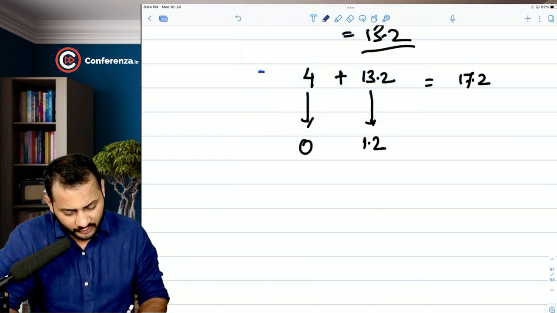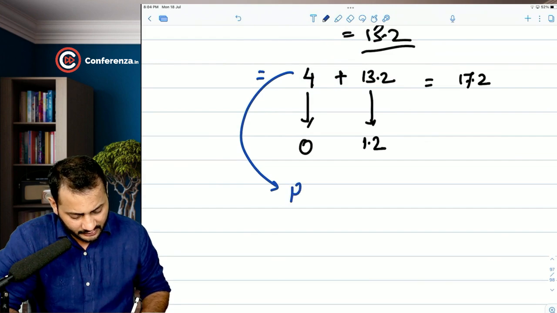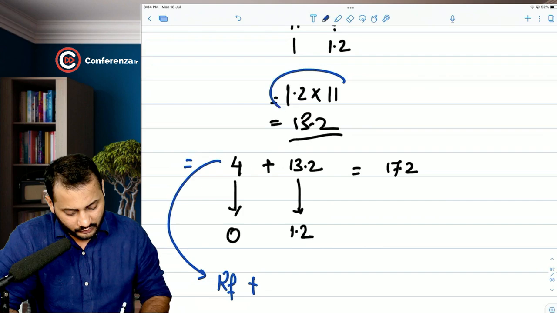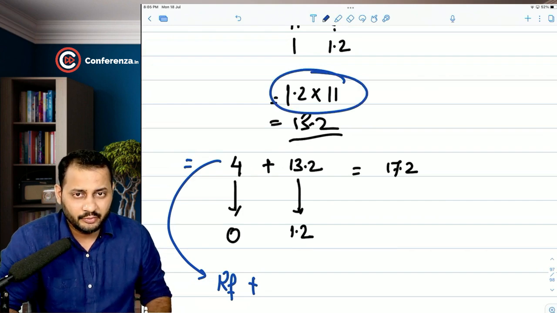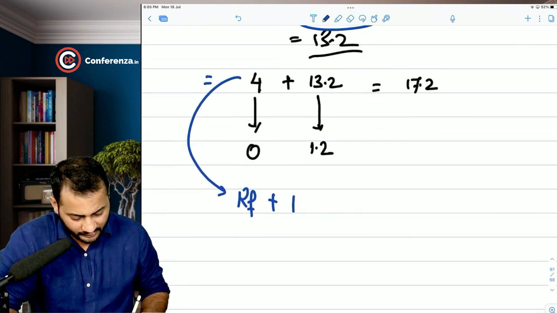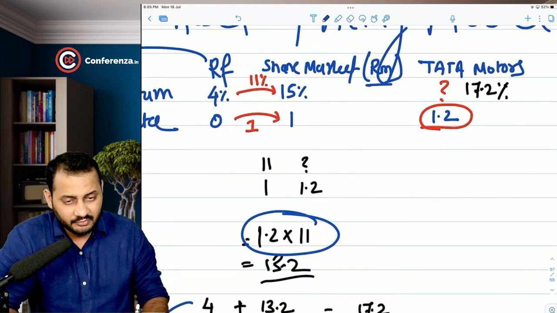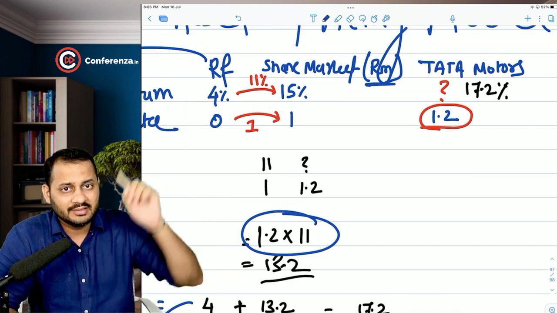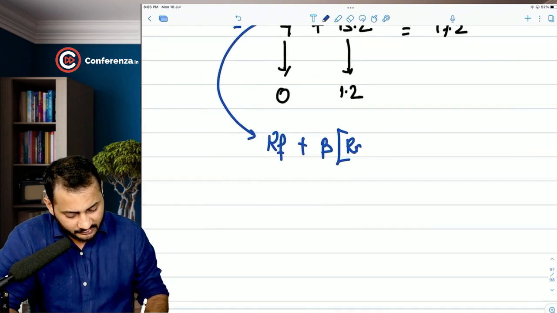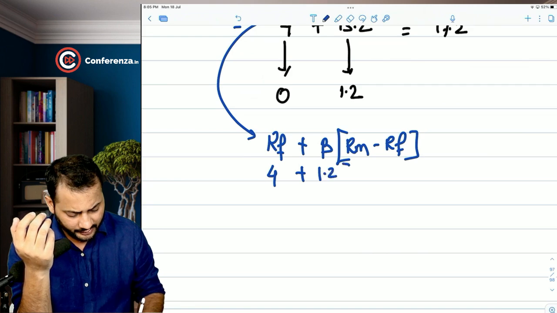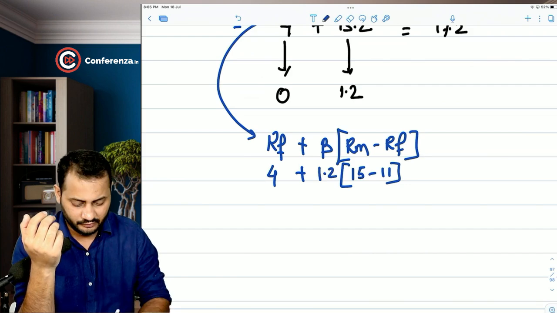Let's make a formula out of it. 4 is nothing but the risk-free rate of return, plus 13.2. We calculated 13.2 with this 1.2 into 11. 1.2 was beta. And how did you calculate 11? 11 is nothing but the market rate of return minus the risk-free rate of return. So it is nothing but market rate of return minus risk-free rate of return. So I'm putting the figures here: 4 plus 1.2 in brackets 15 minus 4.